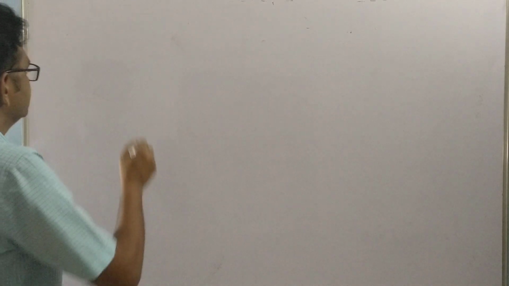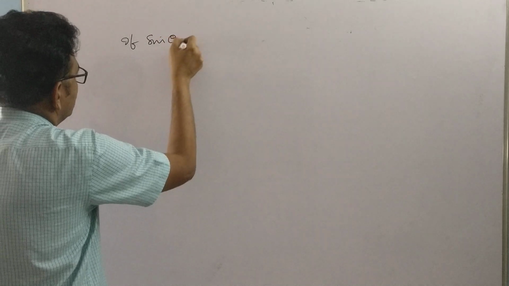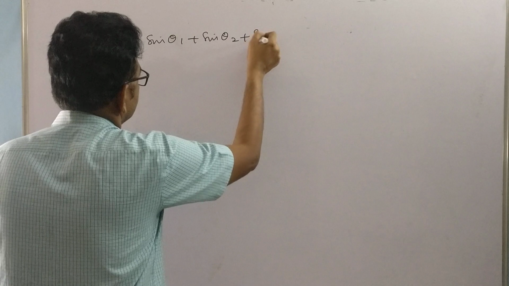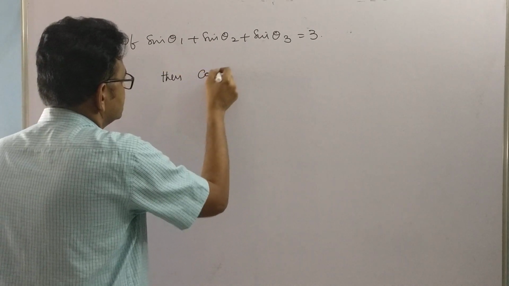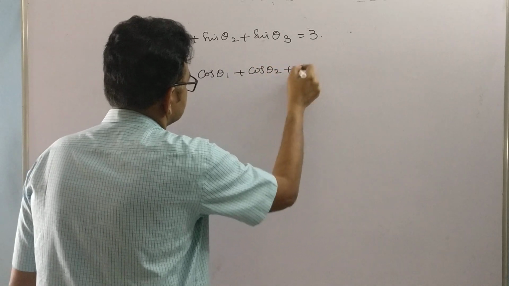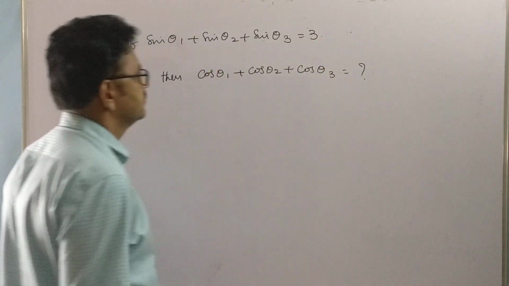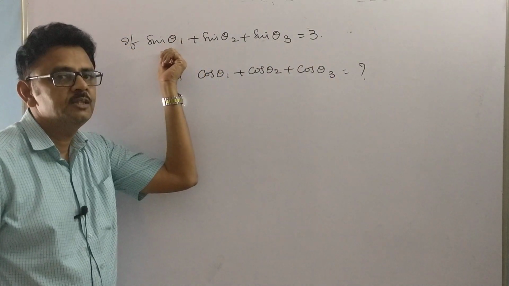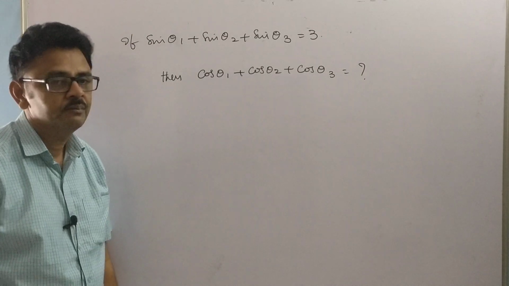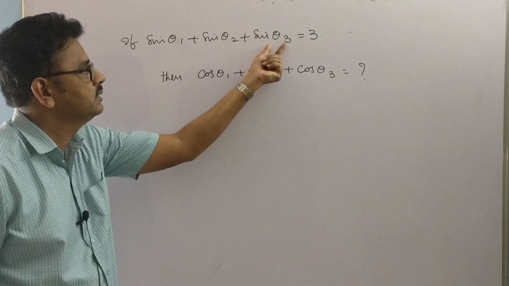Next one. If sin theta 1 plus sin theta 2 plus sin theta 3 is equal to 3, then cos theta 1 plus cos theta 2 plus cos theta 3 is equal to what? You know the range of the sine function is minus 1 to 1. The maximum value is 1. So this maximum is also 1, and this maximum is also 1.